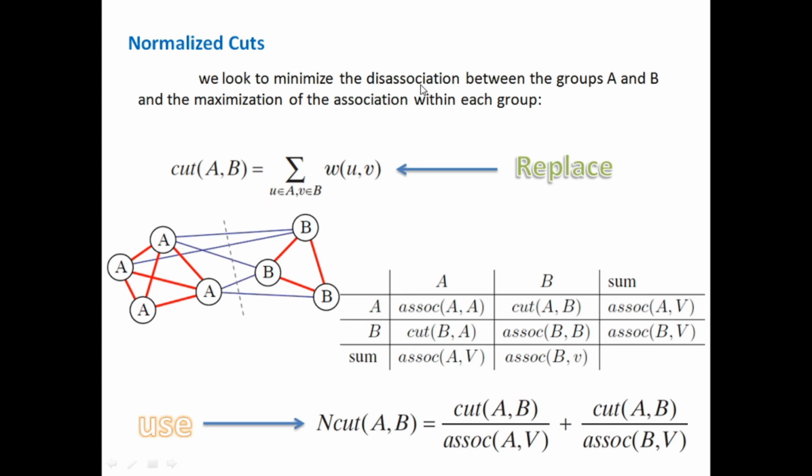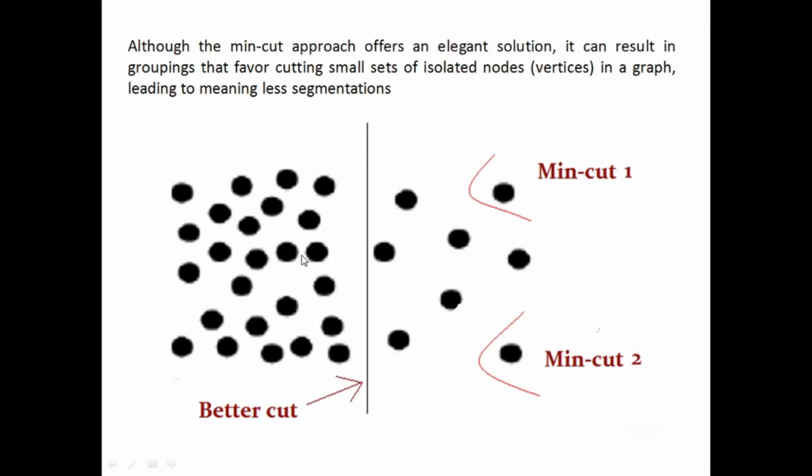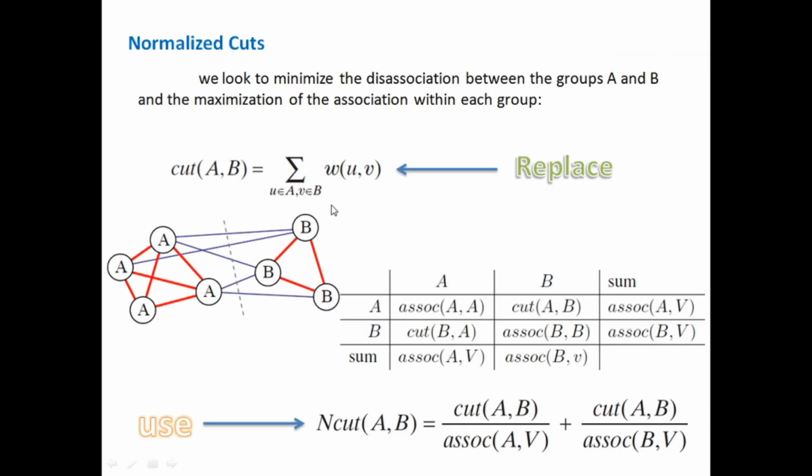So the disassociation between group A and group B, and the maximization of the association within each group. This is my ultimate objective of the normalized cut. Previously we have seen graph cut. This is the max flow minimum cut theorem for that graph cut, and there is a drawback in this max flow minimum cut theorem. So to overcome that, we are going to study normalized cut.